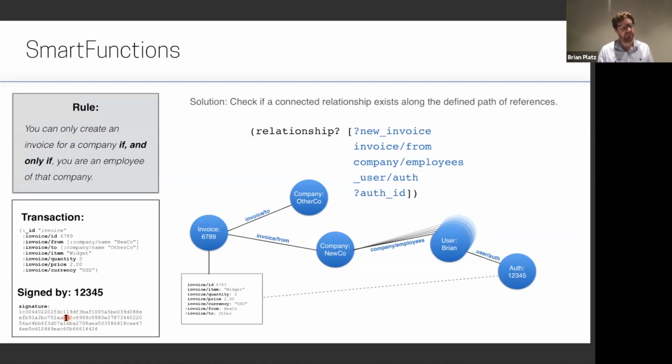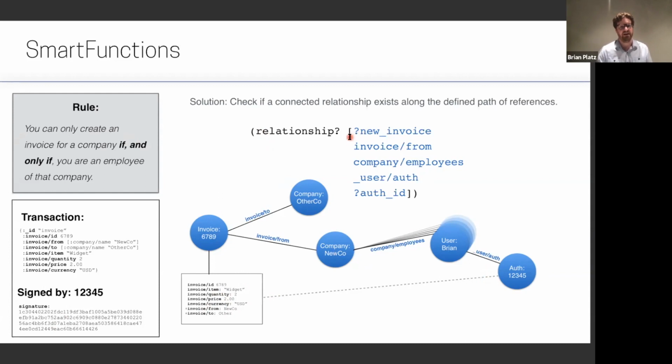And if we end up having a schema or a database that looks like this, here I have this new invoice I'm creating. I have a couple of relationships: the company the invoice is to, and the company the invoice is from. This company, of course, has many employees, and each employee has an auth record. And because of this signature, I know who originated this transaction, meaning I already have a linkage to this auth record. Here is a simple smart function that would enforce this rule.